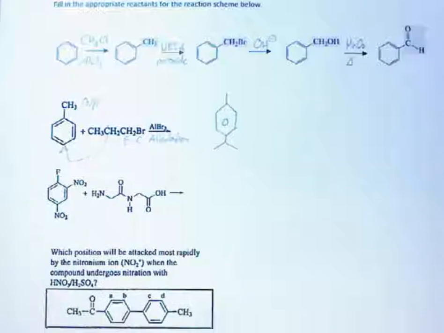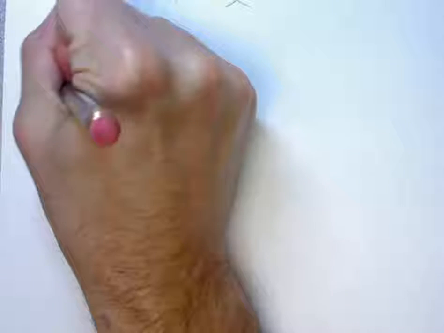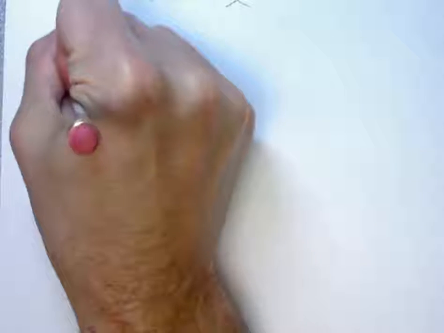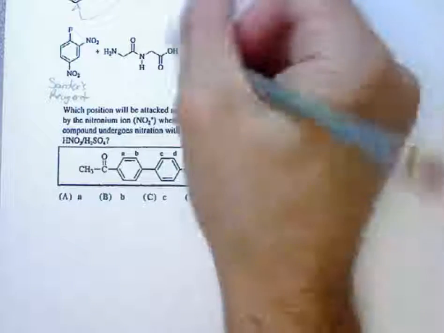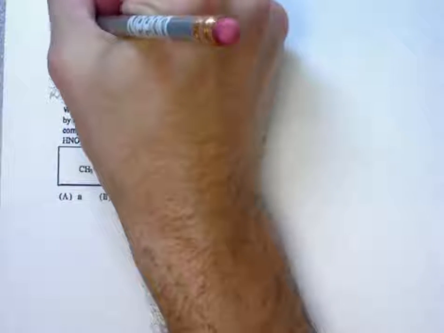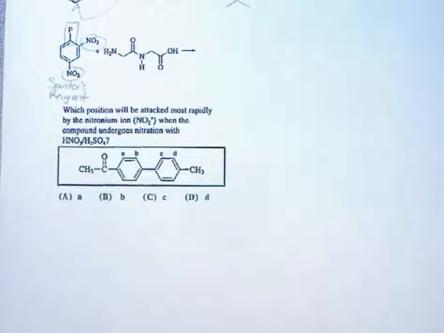For the next one, we have Sanger's reagent, and we have an amino acid here. So for Sanger's reagent, nucleophilic aromatic substitution is going to occur on the fluorine. This is because we have two very strong electron withdrawing groups, ortho and para, to that group.